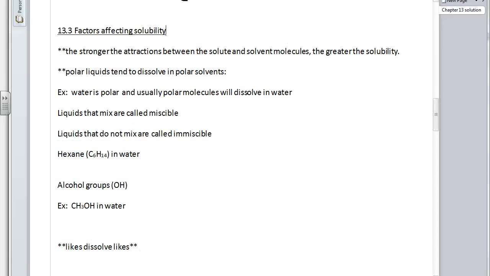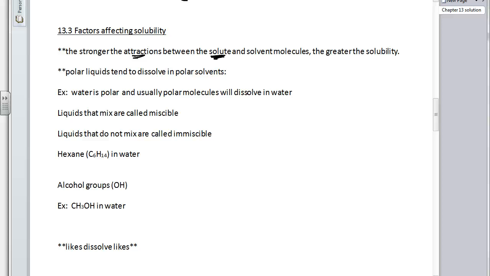Now the next thing I want to talk about, when we're almost done with this video, is the factors that affect solubility. We're into 13.3 now, and we've talked about these in class already, and this was a little bit in some of the readings, so let's talk about this. First off, we need to know that the stronger the attractions between the solute and the solvent, the greater the solubility. If the attraction between the solute molecules is so great, then something's going to be what we call insoluble. It will not dissolve. There has to be this force of attraction between the solute and the solvent molecules.